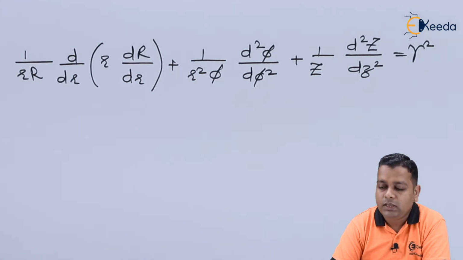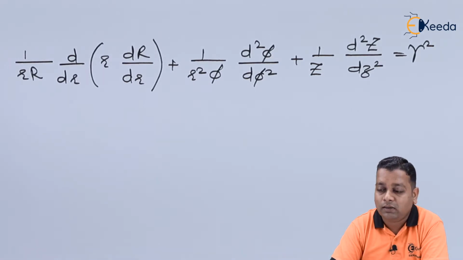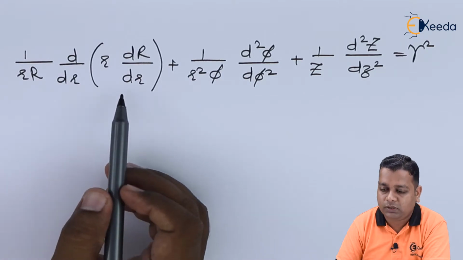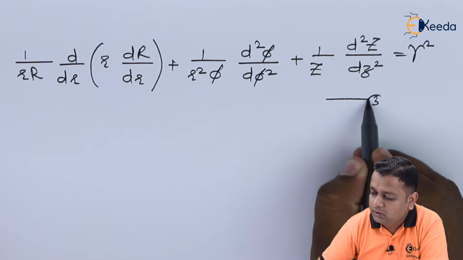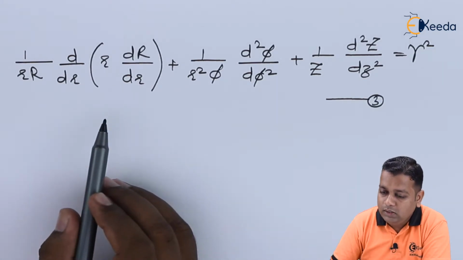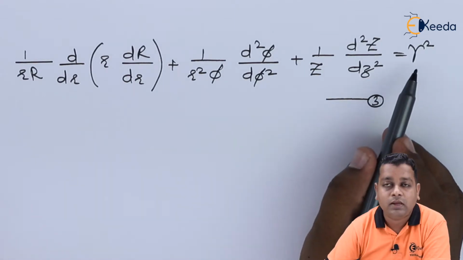So while the functions capital R, capital Phi and capital Z correspond to only the coordinates r, phi and z, we have shifted from partial differentials to the complete differential forms here. So let this be equation number 3, representing the sum of the three independent terms, which is equal to the constant given by gamma square here.